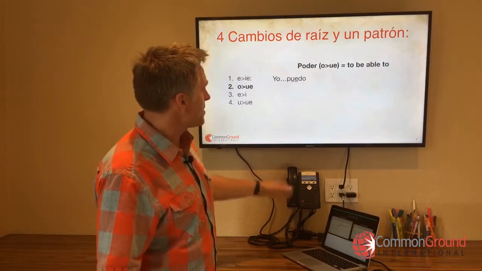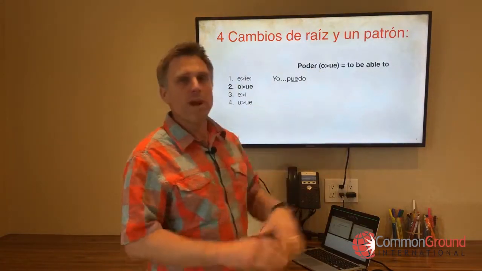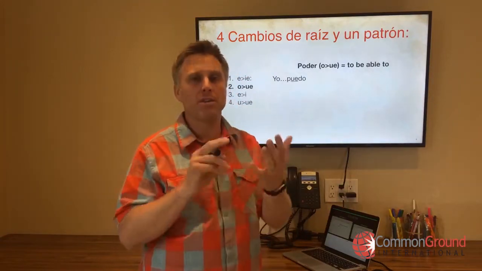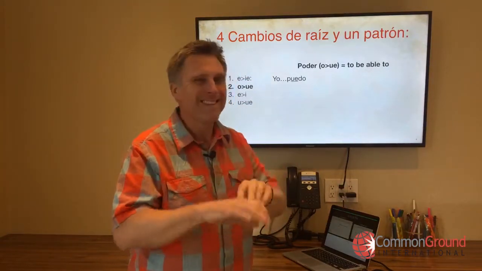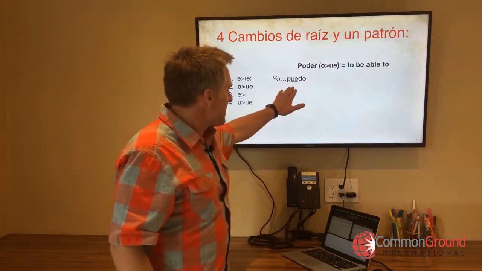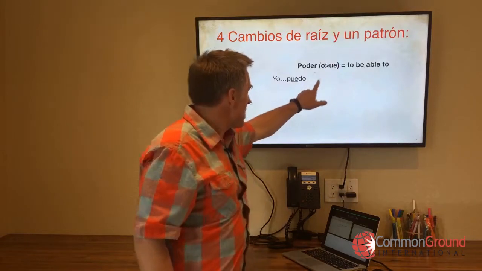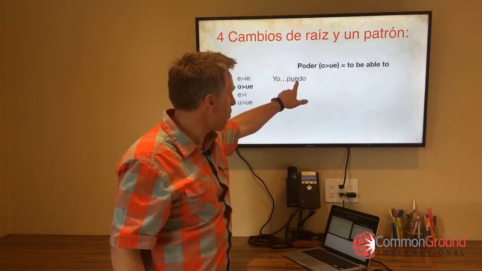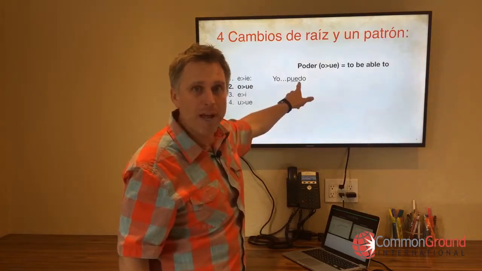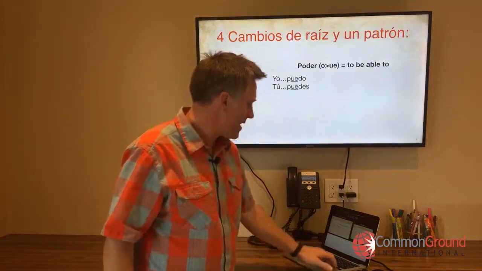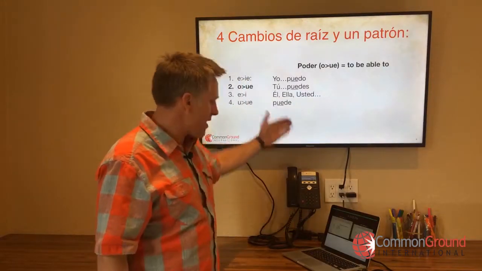What we do is the endings follow the regular rules. So we drop it and we add our patterned endings depending on whether it's AR, ER, or IR. That's not what we're looking at today. We did that last week. What we're looking at today is what happens in this stem change. So the O of the stem, pod, becomes pue, and then we add the ending, puedo. Okay? Tú puedes, él, ella, usted puede.